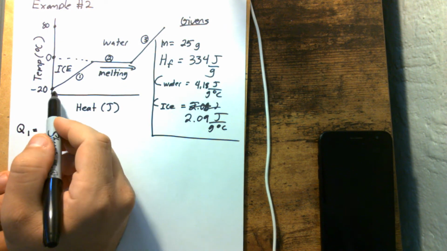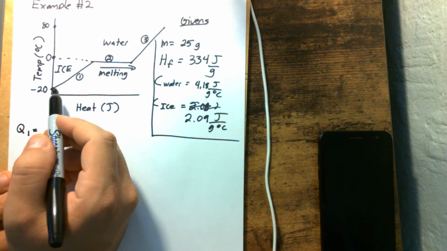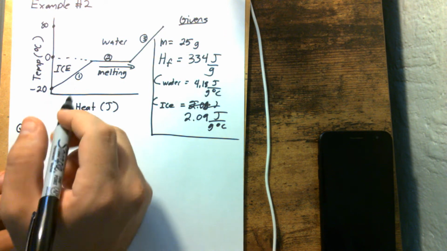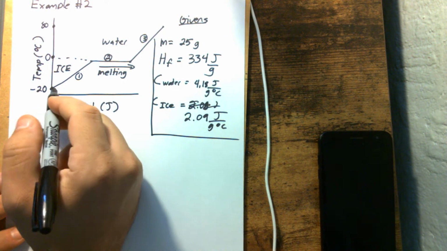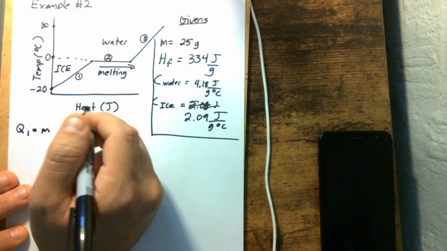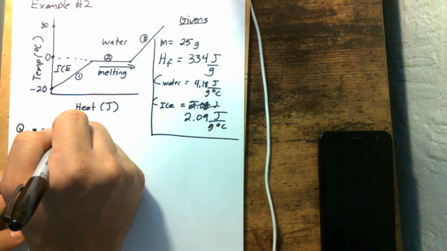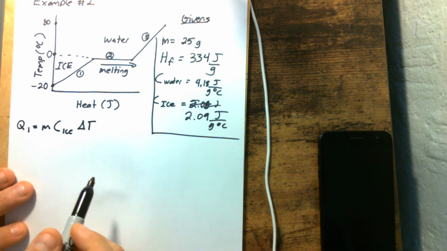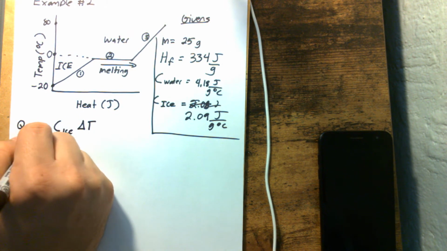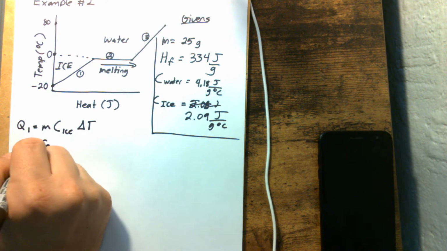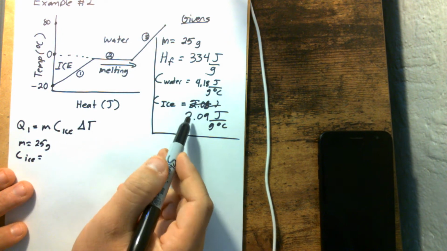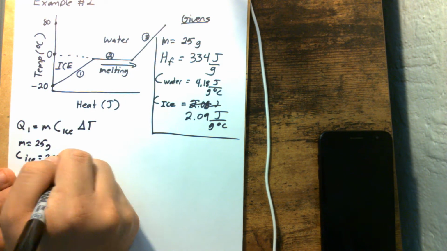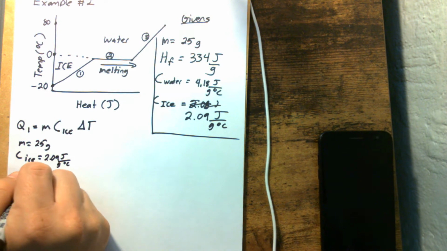So for our first Q, we're going to be looking at this portion of the graph, Q1. This is the change between ice at negative 20 and ice at 0. So we're going to use our equation Q equals mc delta T. We know that the mass is 25 grams. Our C for ice is 2.09. And our delta T is the change in temperature.